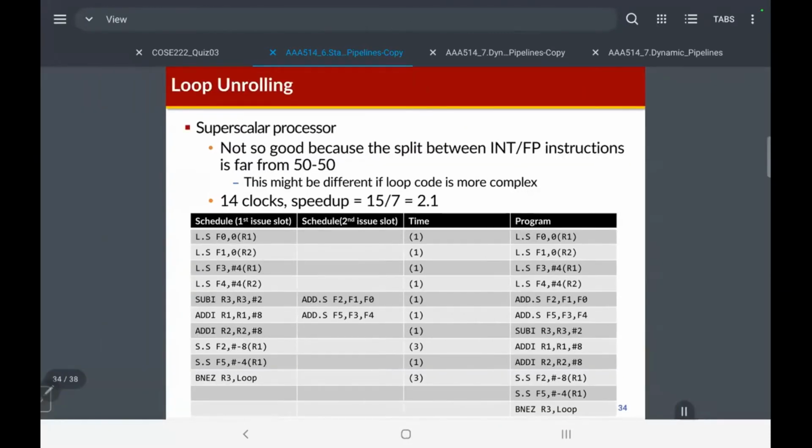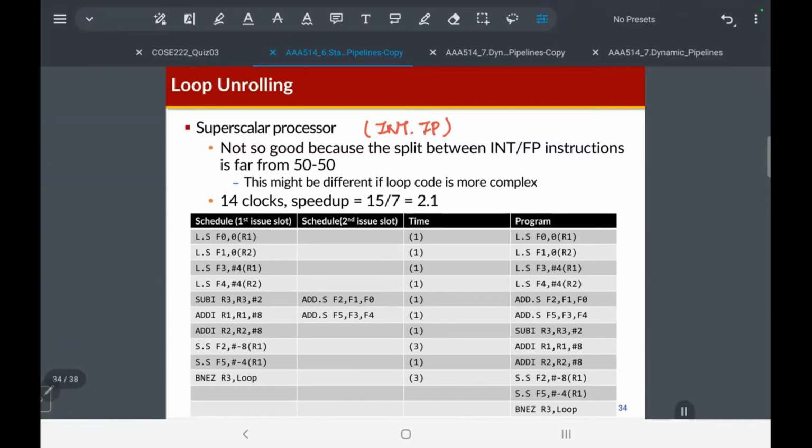And then we can also apply the loop unrolling for the superscalar processor. The superscalar processor means that we can execute the integer and floating point instruction pair. Then we can apply some loop unrolling for this superscalar processor.